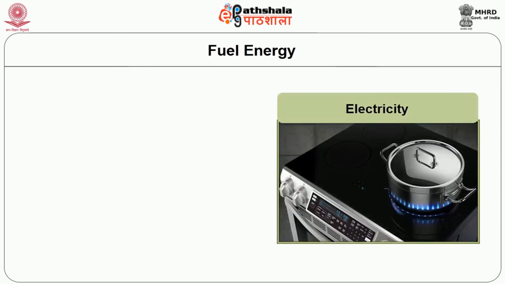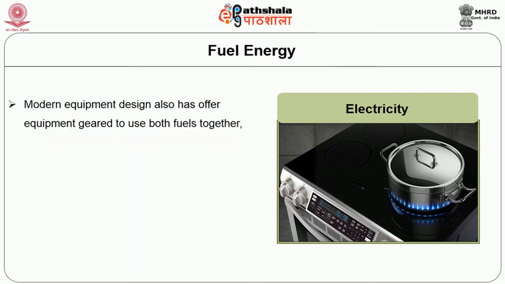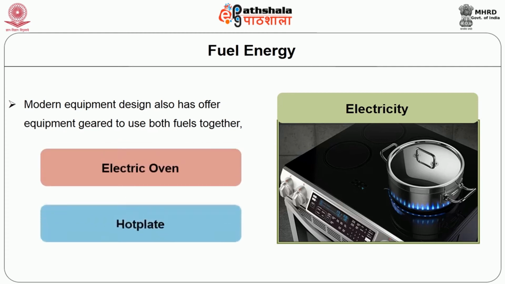Electricity. This is an important and useful fuel used for heating equipment such as steamers, ovens, bain-marie and trolleys and other holding equipment, food warmers, automated equipment, dishwashers, etc. Modern equipment designs also offer equipment geared to use both fuels together, such as an electric oven and a hot plate in addition to gas burners in the same model.